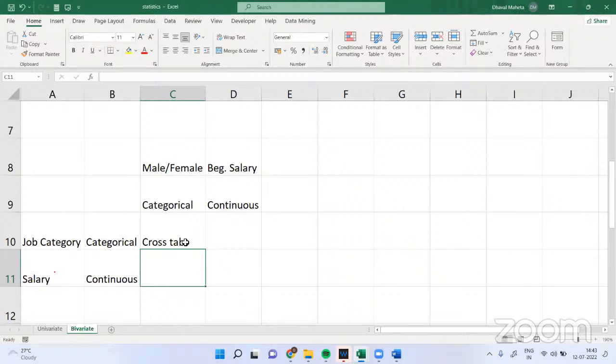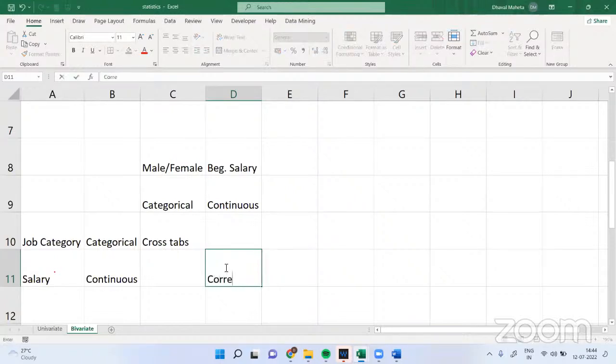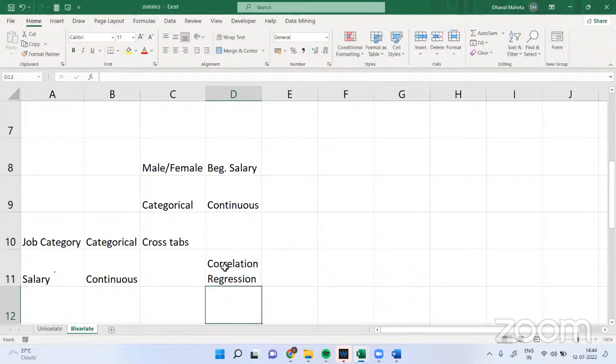Now, when both of them are continuous, what can we do? A scatter plot is a graphical representation, but the statistic is correlation. When there are only two variables, we will be running correlation. And when there are more than two variables, we will be running regression. Is it clear? Yes, sir.